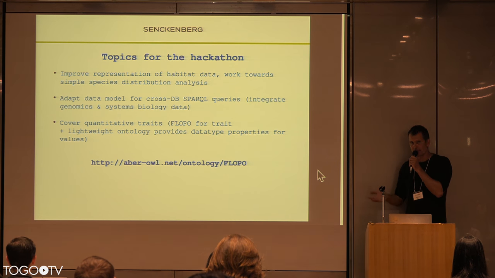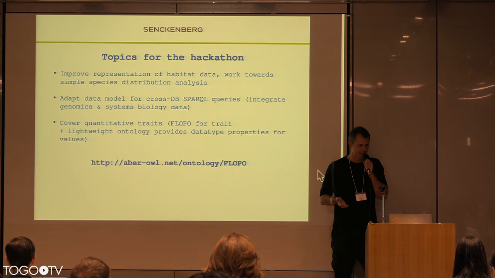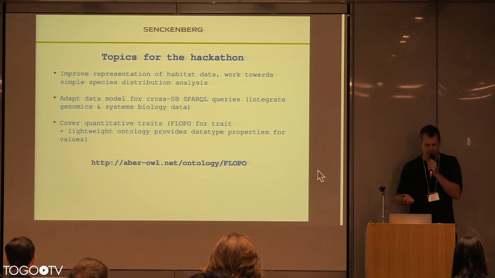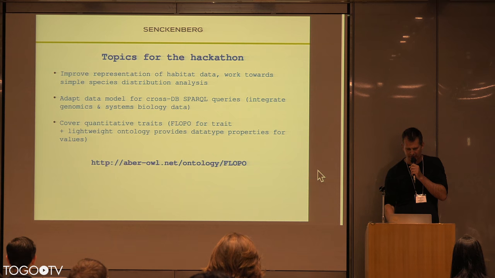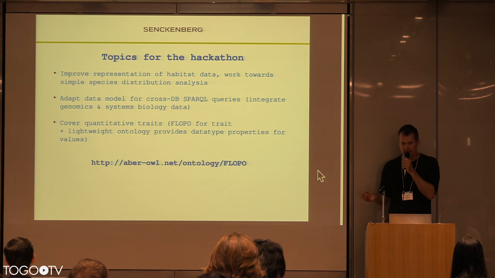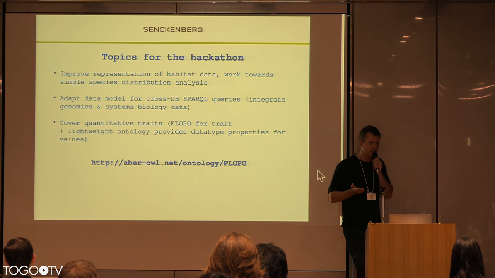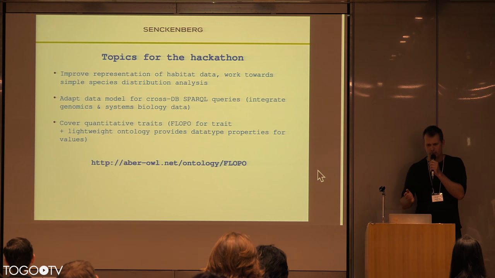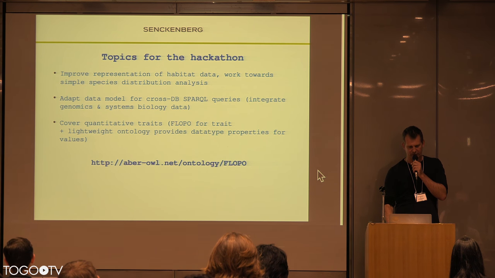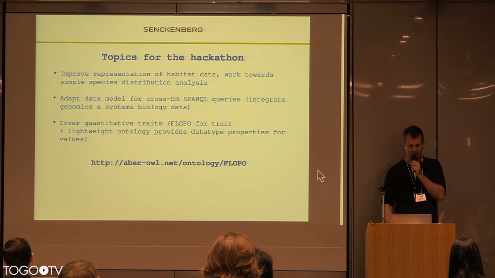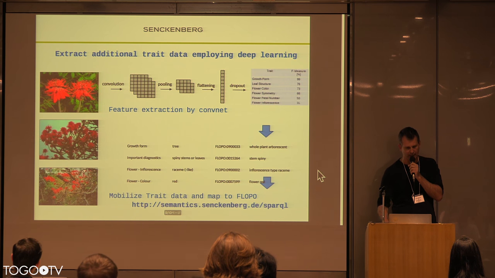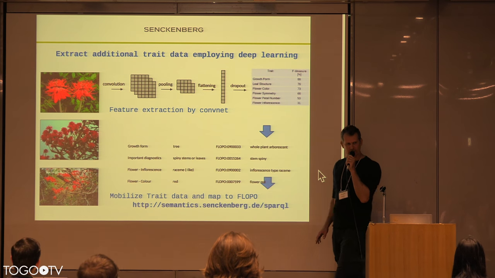Some topics follow straight from the current state of the ontology, which is still very basic and has to be improved. I mean, the representation of habitat, what I showed was a very basic step. This has to be improved, for example the integration of EnvO. We have the idea to adapt the model for cross-database queries for genomics and systems biology data. This is a little bit different because data in the floras is mostly morphological, so probably we find not that much, and we have to enrich it and do additional annotations. And what is also currently missing is the covering of quantitative data. So I want to get this matrix, and this is quite obvious. I come to the last point, which was already mentioned.